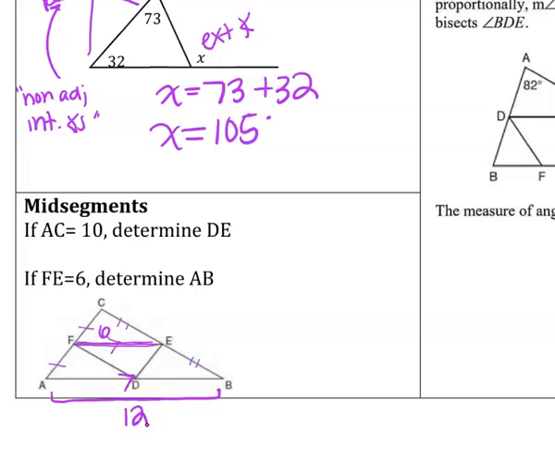He's double the mid-segment. If I tell you, here, I might change my color here, that AC, this whole section, is 10, to get to its mid-segment that he would be parallel to, he would be half of 10, which is 5. So again, a mid-segment is parallel to the base, and it's half of the base that it's parallel to.